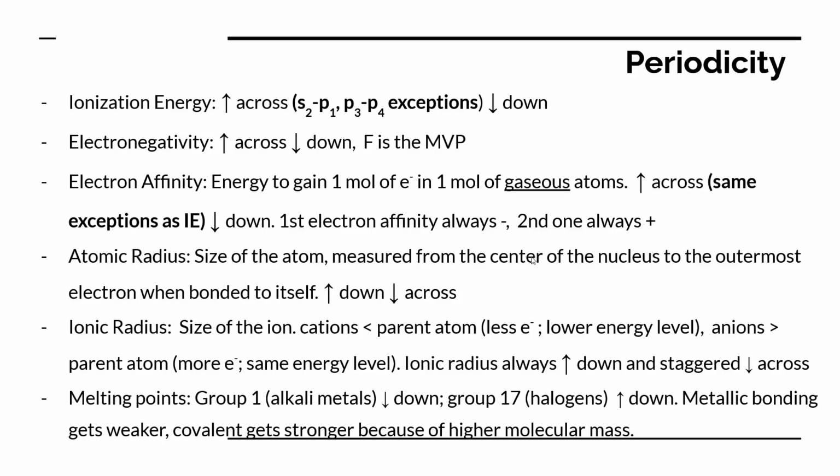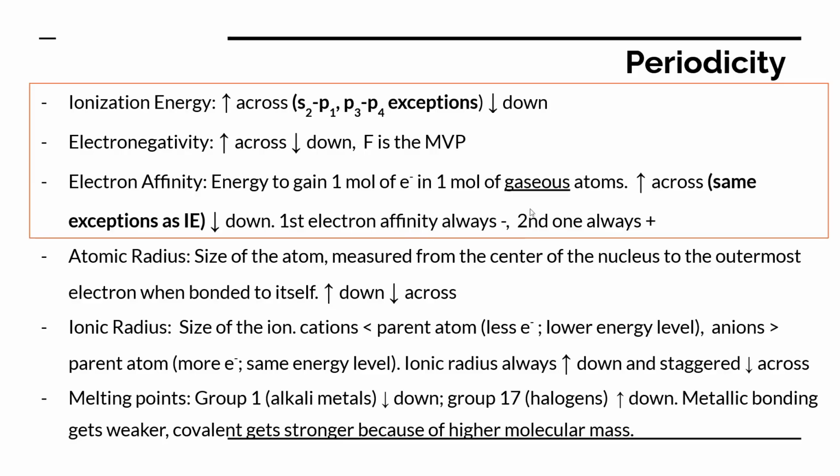Now, melting points for group 1, your alkali metals, are going to decrease down, and for group 17, your halogens, are going to increase down. Now, this is because metallic bonding gets weaker and covalent gets stronger because of higher molecular mass. And you can see I boxed these in because these are the general 5 that you need to know, along with this added one. And these are all going to have the exact same increase across, decrease down, but the atomic radii and ionic radii are going to be different, and they increase down and decrease across.